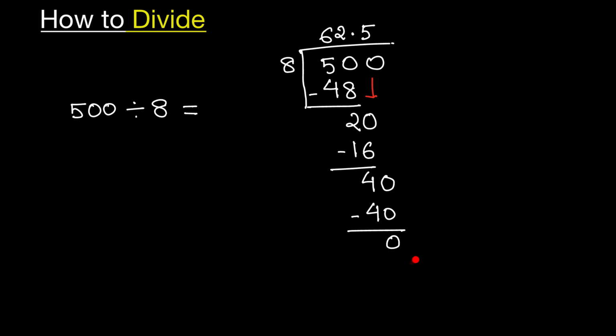As we get the number 0 and we have no number to bring down here, so we will stop. Therefore, 500 divided by 8 is equal to 62.5, and this is our final answer.